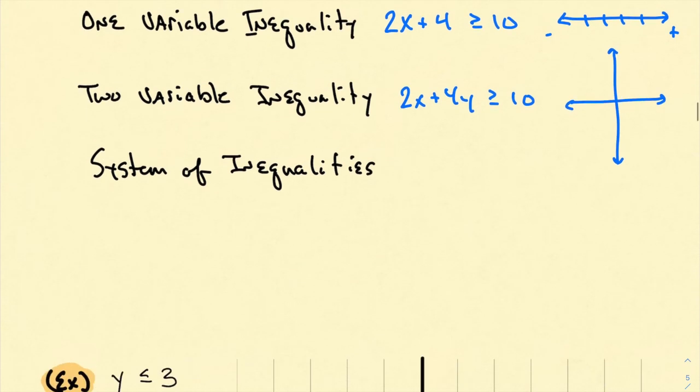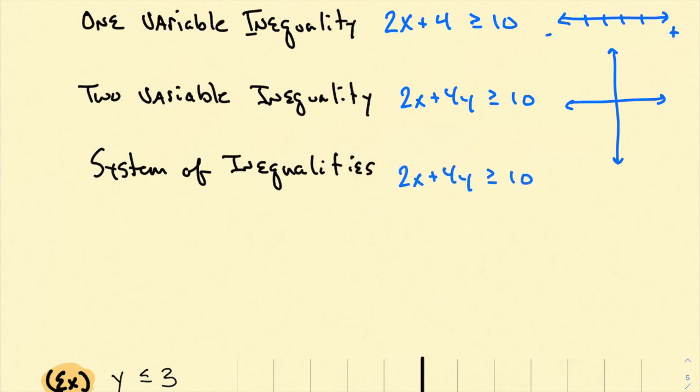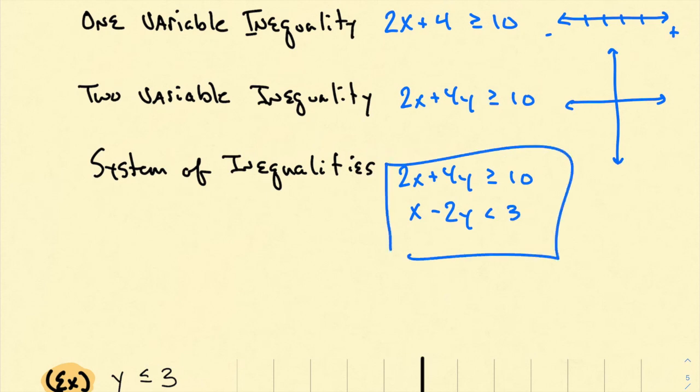A system of inequalities would be, let's imagine we take this one and put it here, and then I'm just going to make up something else, minus 2y. Who knows if it even works? And what I mean by work is, is there a solution or is this no solution? I'm just making this up, but this might be an example of a system of inequalities.